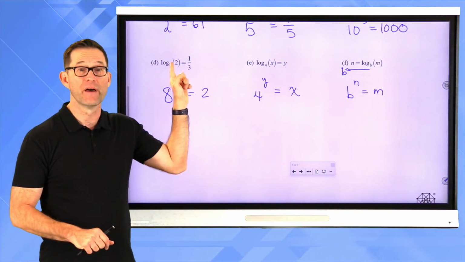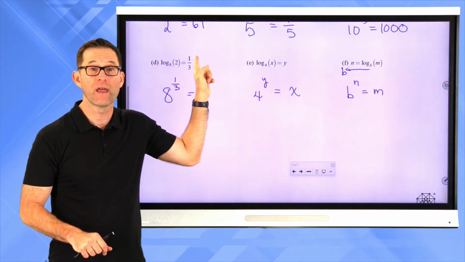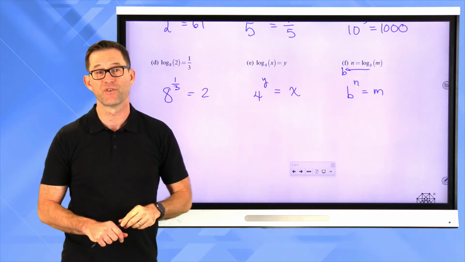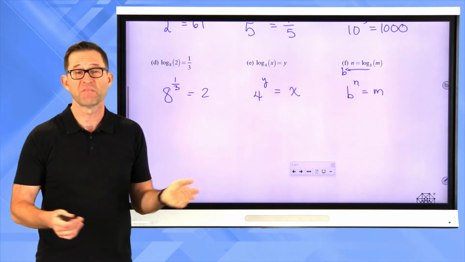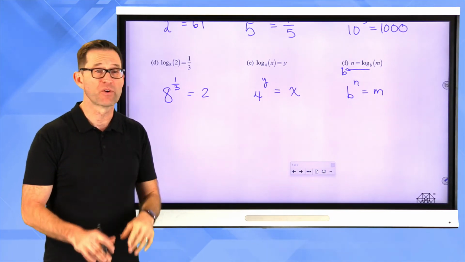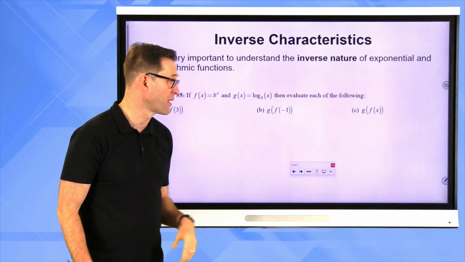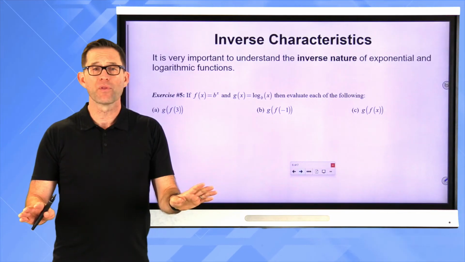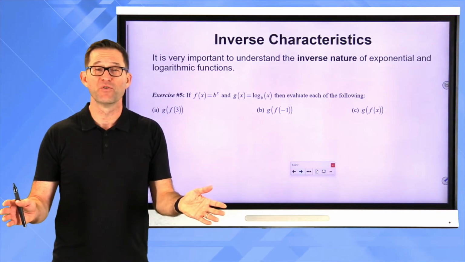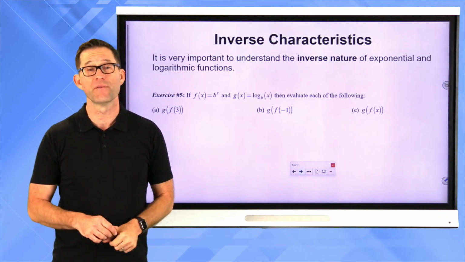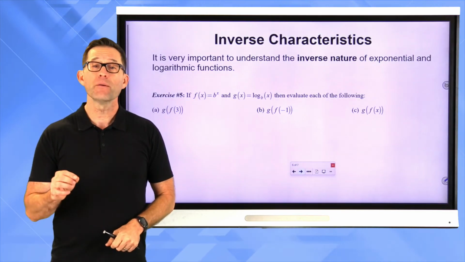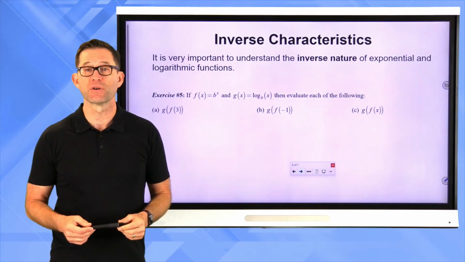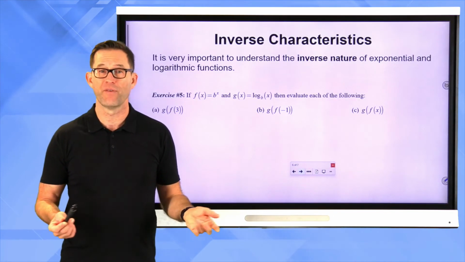Where I can just be like, oh, slide the 8 over here, 8 to the 1/3 is equal to 2. Anyhow, nice little trick there, especially if you're confused about logarithms, which a lot of people are at the beginning. Let's talk about one more thing with logarithms, and this whole unit is devoted to them, so we're going to keep harping on all this stuff as we go through it. It is very important to understand the inverse nature of exponential and logarithmic functions.